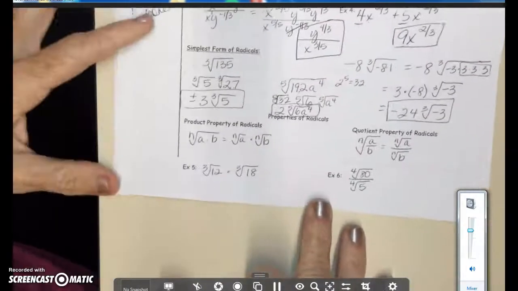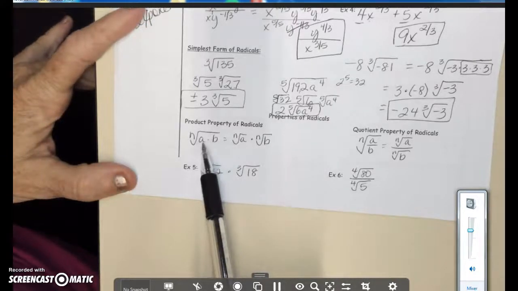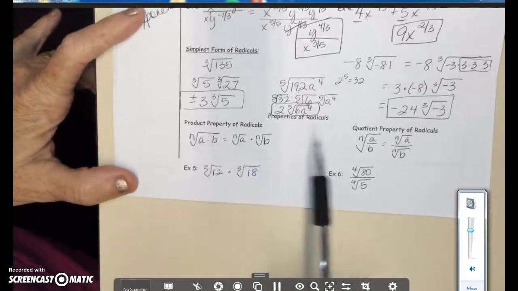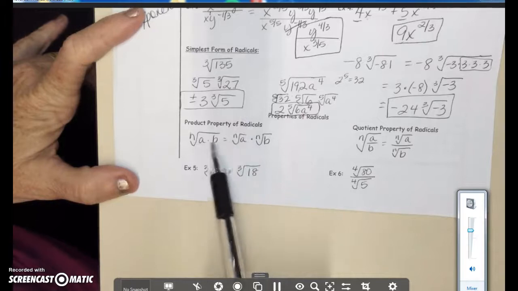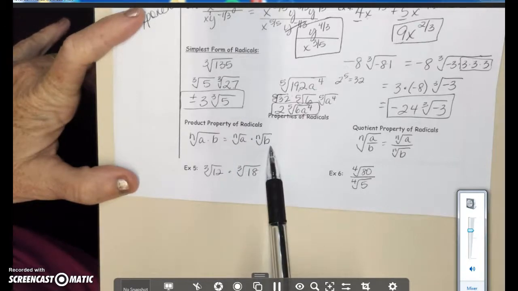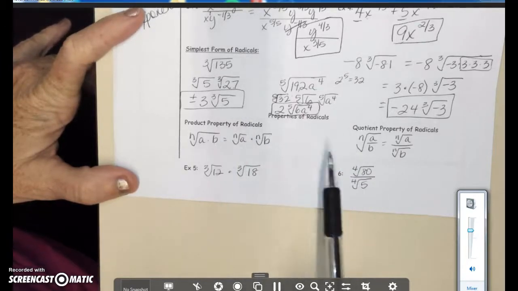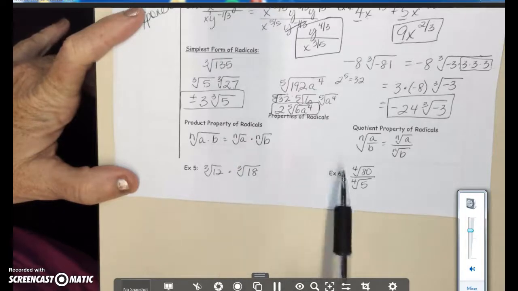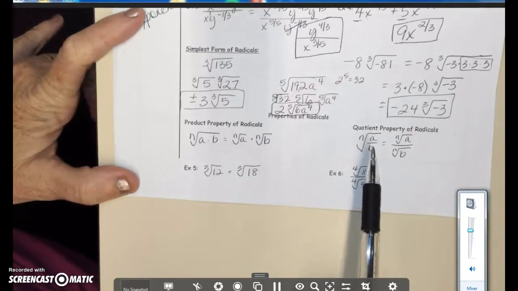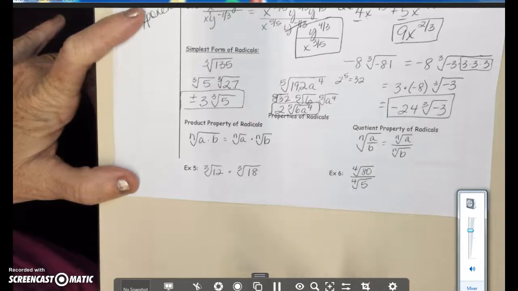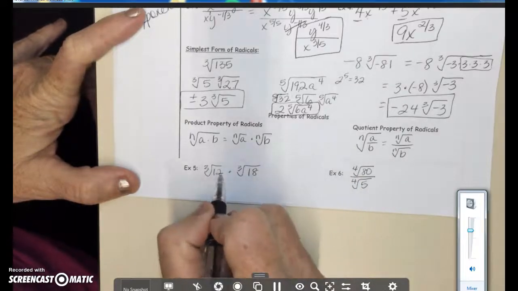Alright, moving on. Same way that you have a square root that applies to any root, you can break up multiplication problems into two separate radicals. I suggest that, and you can multiply them back to see if it's going to make it easier to simplify. Same thing with division.